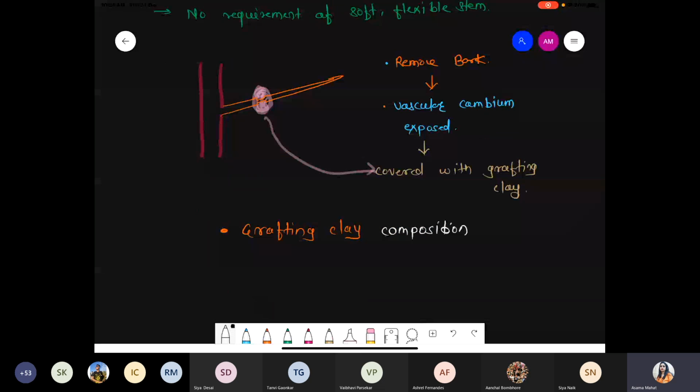Inside the grafting clay, normally there is one part of moss. Can you tell me why we are using the moss? Anyone? What is the basic function of the moss? We saw it earlier.